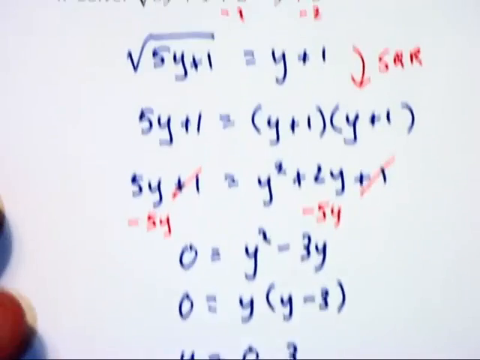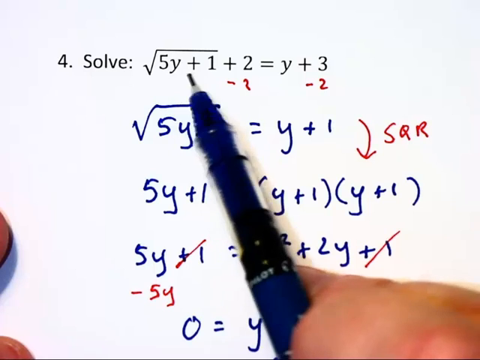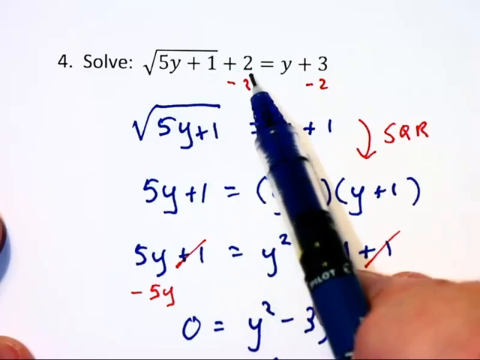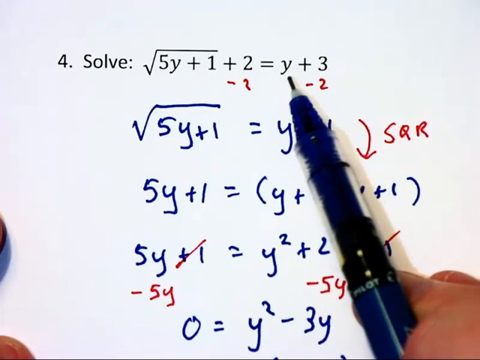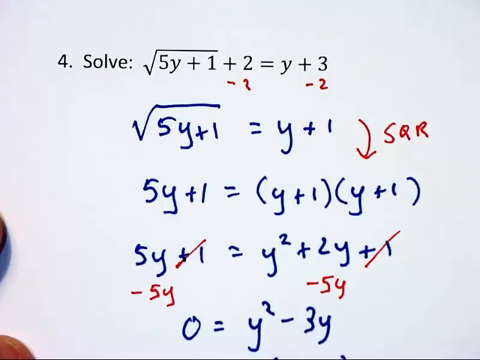So let's start with 0 up in the original problem. 0 times 5 is 0, plus 1 is 1, which square roots to 1. So we got 1 plus 2, 3 on the left. When we substitute 0 in on the right, 0 plus 3 is 3. So 3 equals 3, and 0 is a solution.